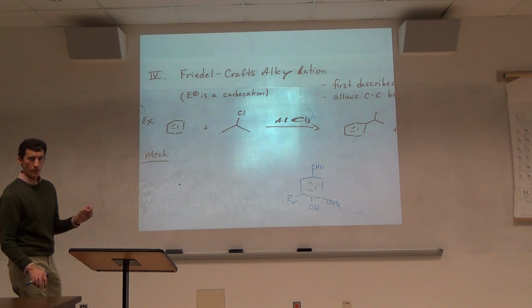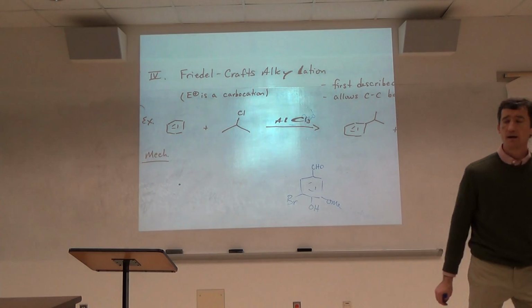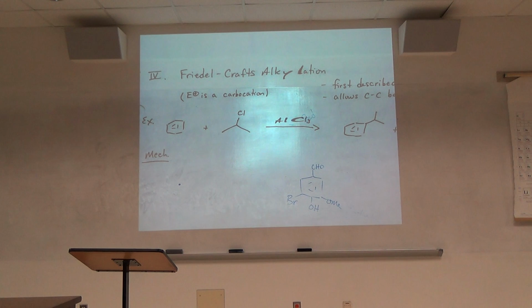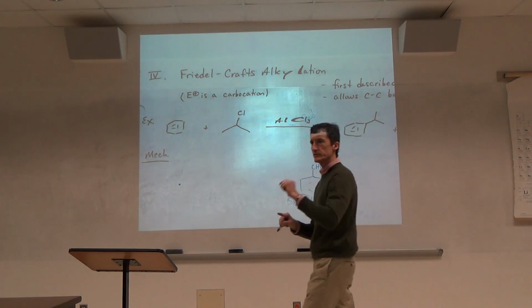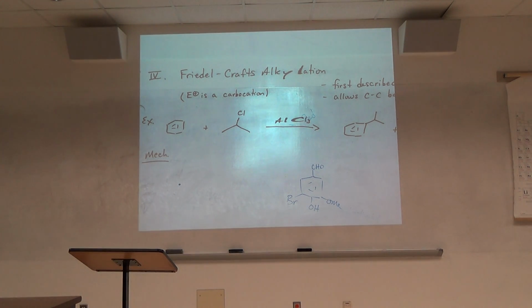Now we're ready to go back to more EAS reactions. Again, what do we put on the ring? Halogen, nitro, sulfonic acid. What else do we put on the ring? That was really it, wasn't it? The nitro we saw how to reduce. Now we're going to start putting carbon on the ring.